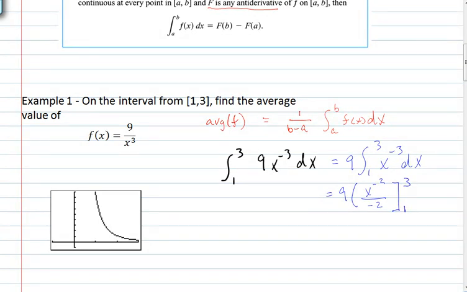I haven't done that yet. I'm just trying to take care of this part first. And then I'm going to do that. Okay? All right.